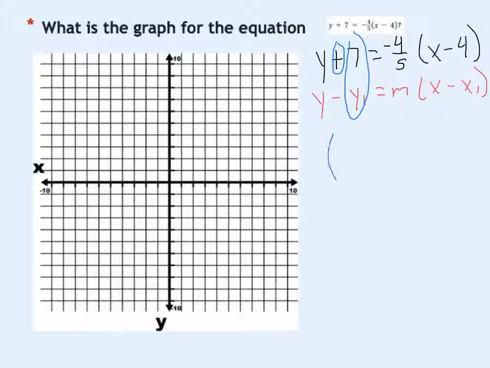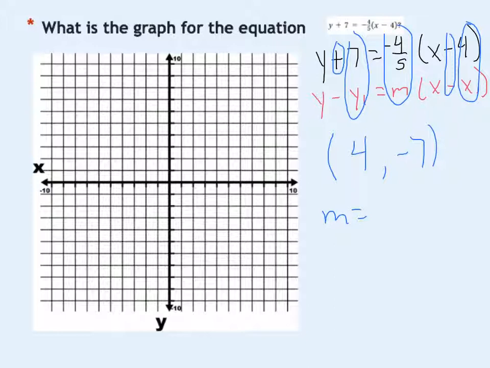So first I'm going to find my point. My y1 is going to be a -7 because that's the opposite of what's shown. Here it's showing negative, so my x1 is just going to be 4. That's my point. And I also have my slope. Slope would be -4/5, or you could have 4 over -5. It doesn't matter which way you write it.